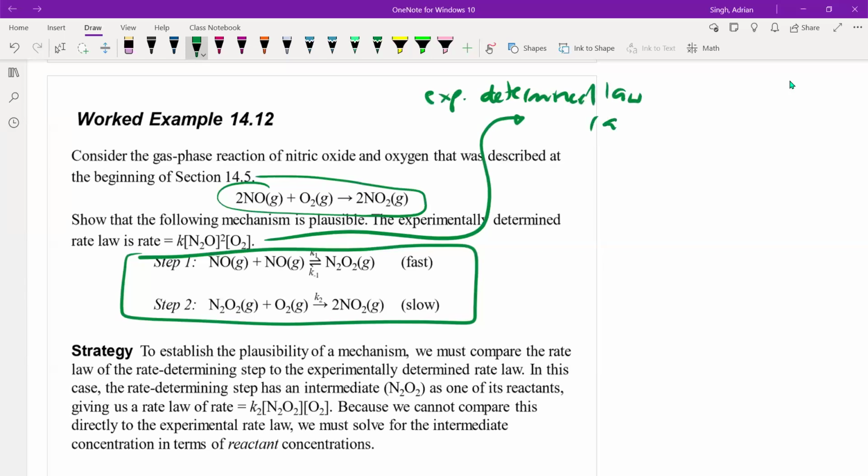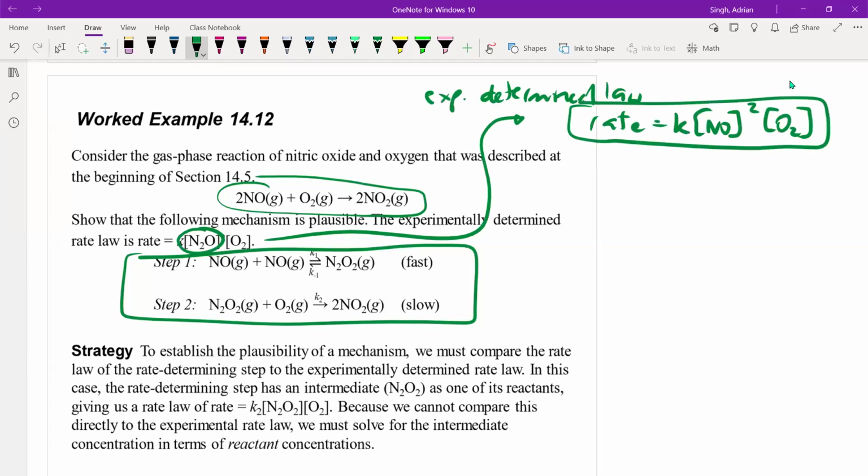So we have rate equals K, and this is a typo. This should be NO squared times O2. Okay, so that's an experimentally determined rate law. We need to show that this mechanism here is plausible, a reasonable way by which this process can happen, right?